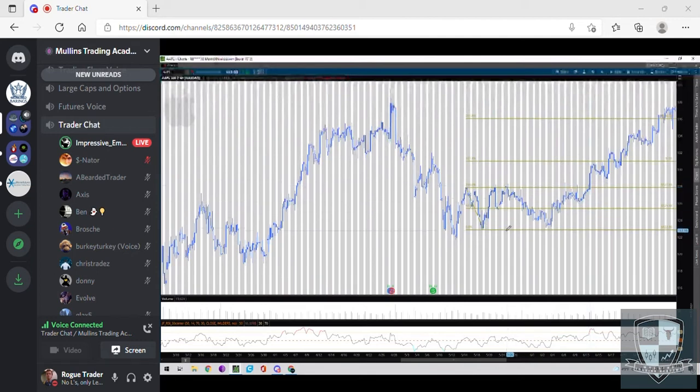However, if it goes below the zero line, it's broken. The structure's broken. It's no longer a higher low. It's no longer a new trend. So do you want to take the first one? Do you want to get in right away? Do you want to get in as soon as it closes on the 50% line?